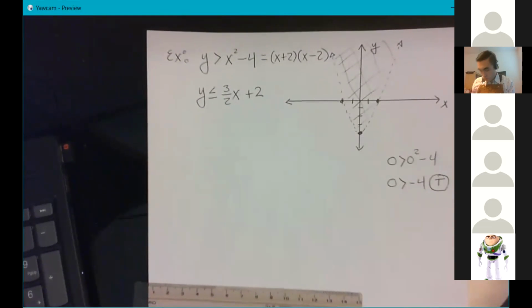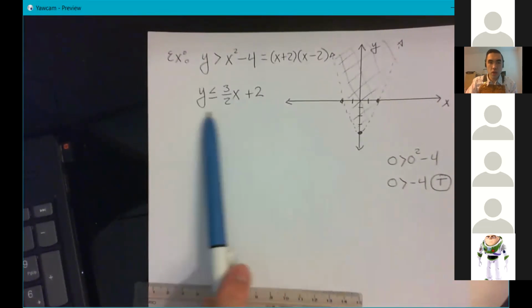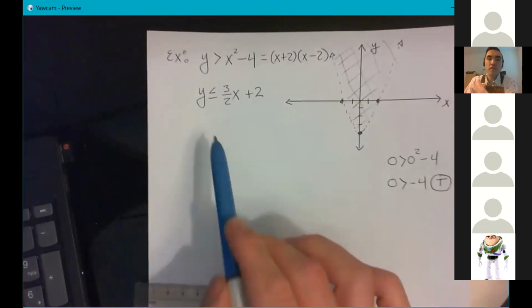Mr. Robinson, quick question. What if we're dealing with a line? Is it possible to have a line and then try to solve for inequalities? This is a line. This is an inequality. I'm going to answer your question next by addressing the second part of this problem. Yeah, I didn't see that. All right. Okay.